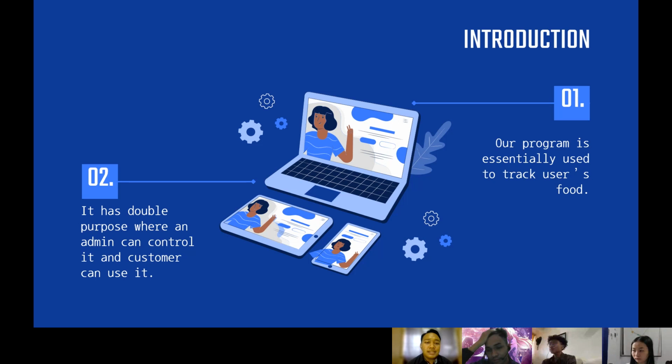So our program is essentially used to track users' food when they order from a restaurant. Basically, it's similar to GrabFood, Panda, and other food ordering platforms that you have ever used or encountered. So this program has a double purpose, where the admin can control the input and output, and the customer uses the same program.